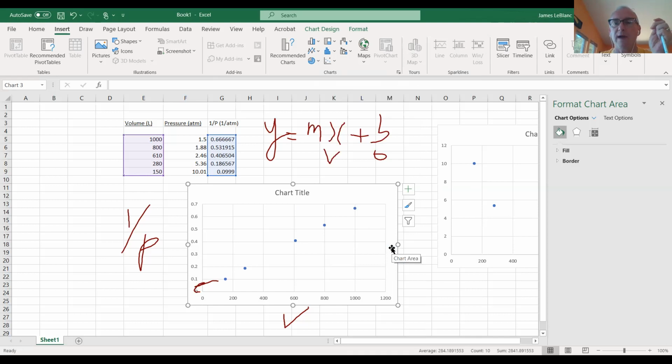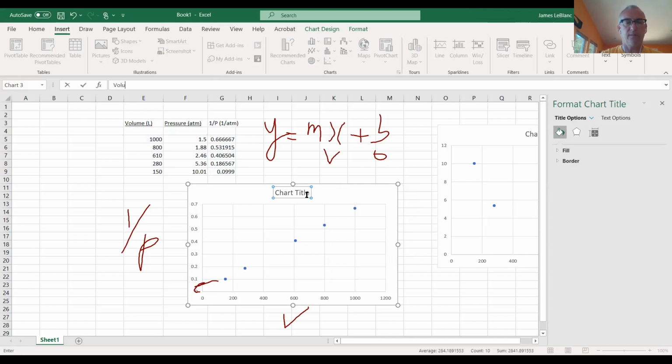So what I'll do is, you're gonna have to figure it out for Excel, or figure it out for Google Sheets. I'll figure it out for Excel and then post it. But for right now, what I want you to do is have your charts, give the chart a title. So this would be volume versus 1 over pressure. And then label the y-axis, label the x-axis. And then, at least if you can't figure out the slope, at least show that it's a straight line. That's what we're looking for.